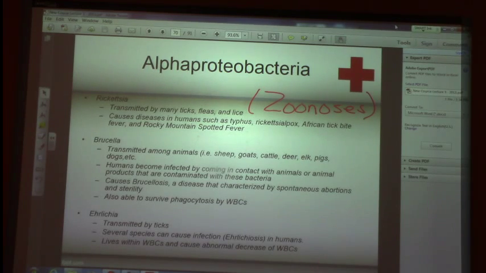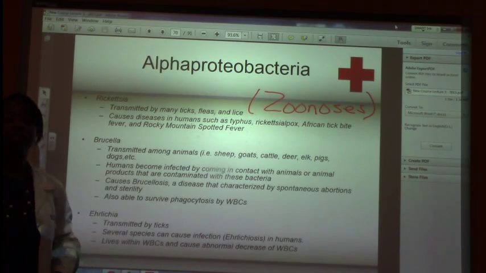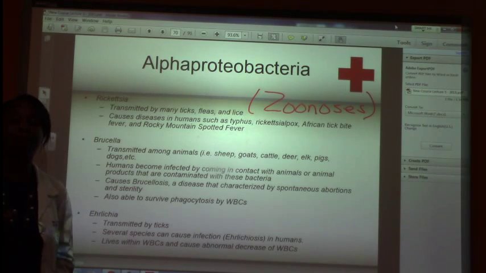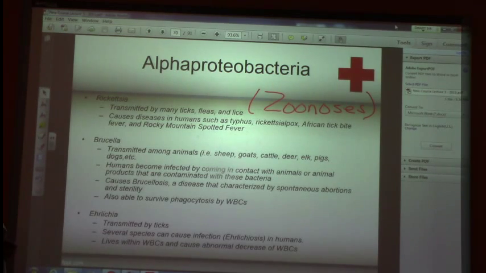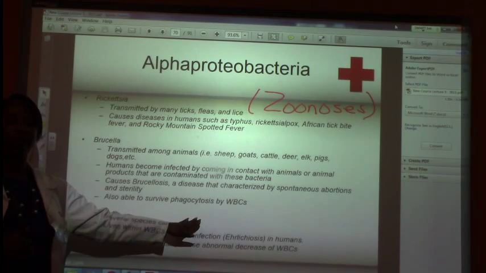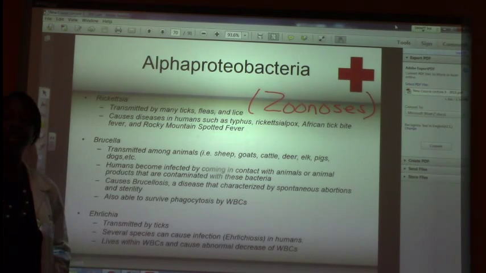So whether we're eating the animal specifically or if we're coming into contact with their waste products, and if we're not washing our hands properly, we can actually self-inoculate. Brucella leads to brucellosis, and this is a disease that is characterized by spontaneous abortions. It can also lead to sterility if not treated properly. And they are able to survive phagocytosis by our white blood cells, and as such, they are considered to be intracellular parasites.